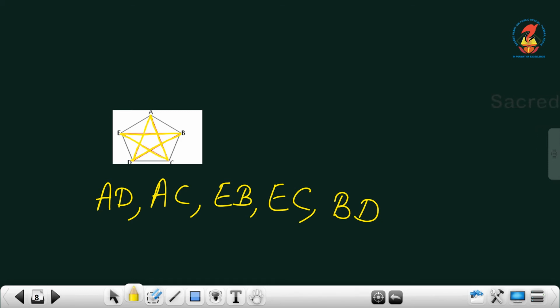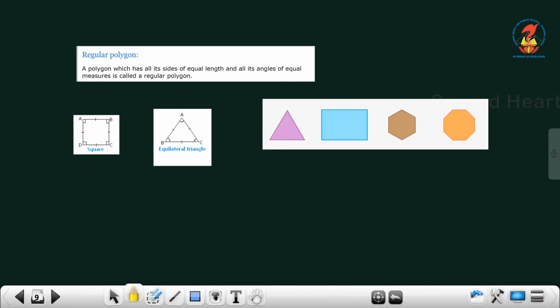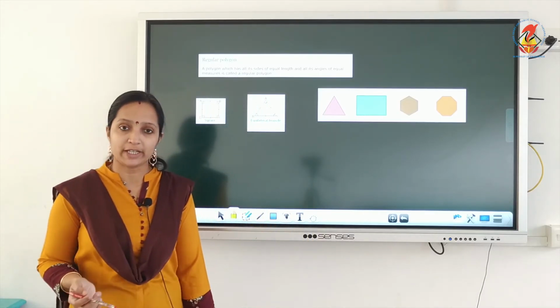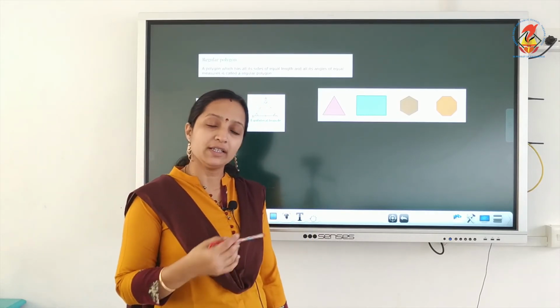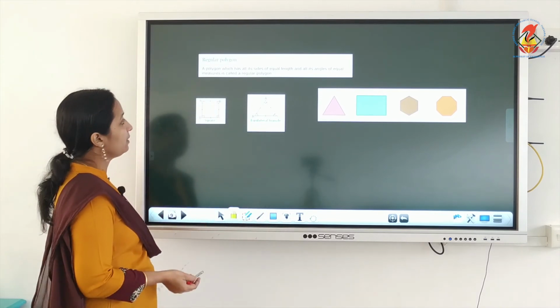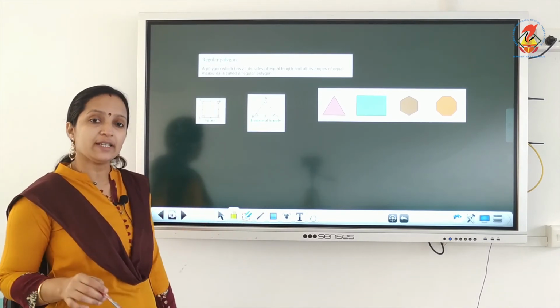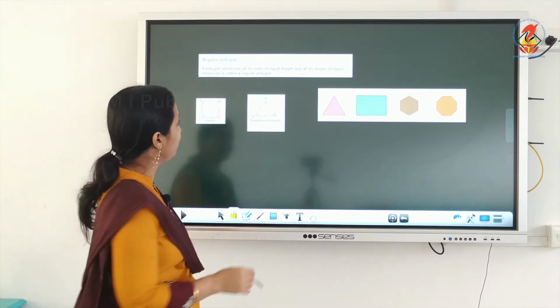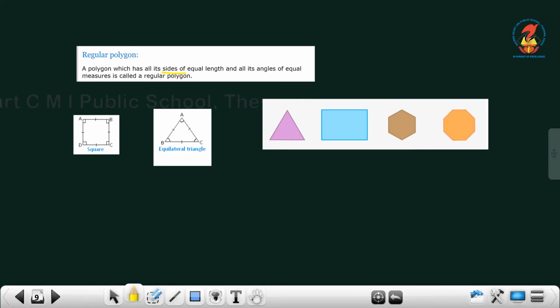Okay children. Now the next topic, that means polygons can be regular polygon and irregular polygon. There are two types of polygons, regular polygon and irregular polygon. Regular polygon means what? If all the sides and angles are equal in measure, we can say regular polygon.